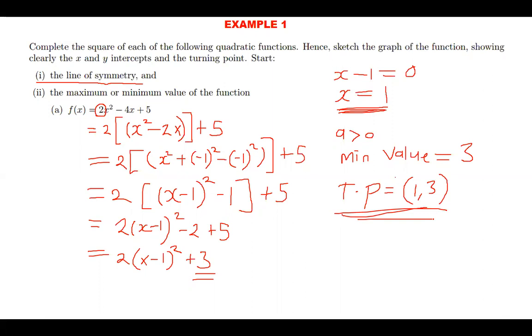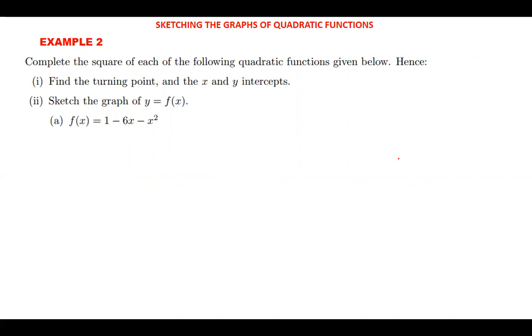Okay, so this is how you find the minimum value and the line of symmetry. Example 2, complete the square of the following quadratic equations given below, hence find the turning point and the x and the y intercepts. So when you complete the square of that equation there, you agree with me that you come to a point where you are going to have something like this. Since this meeting can end in just a few minutes time, because I had a network cut at some point, you remember, I'll try to skip some of the steps here.